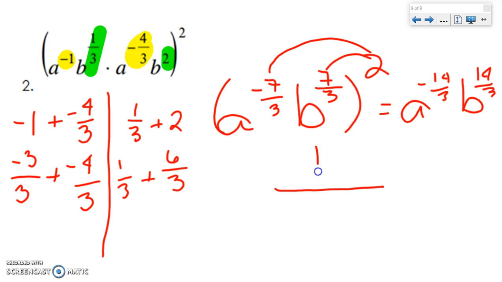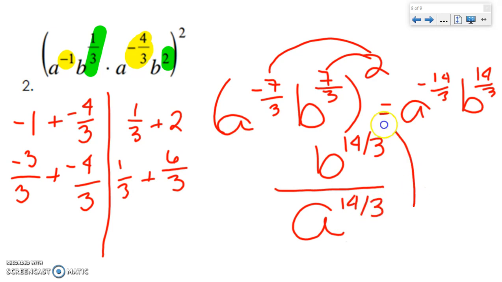So final answer: b to the power of 14/3 stays in the numerator because it's positive, but a needs to be moved to the denominator so that 14/3 is positive for a.